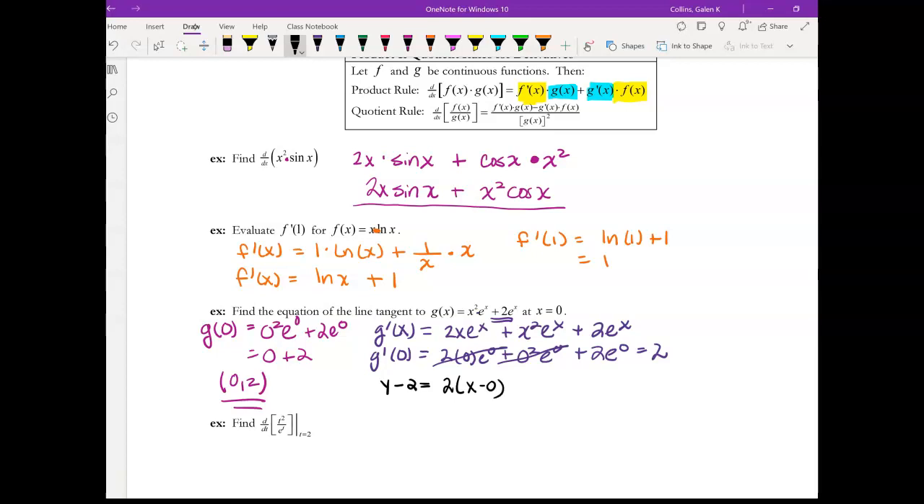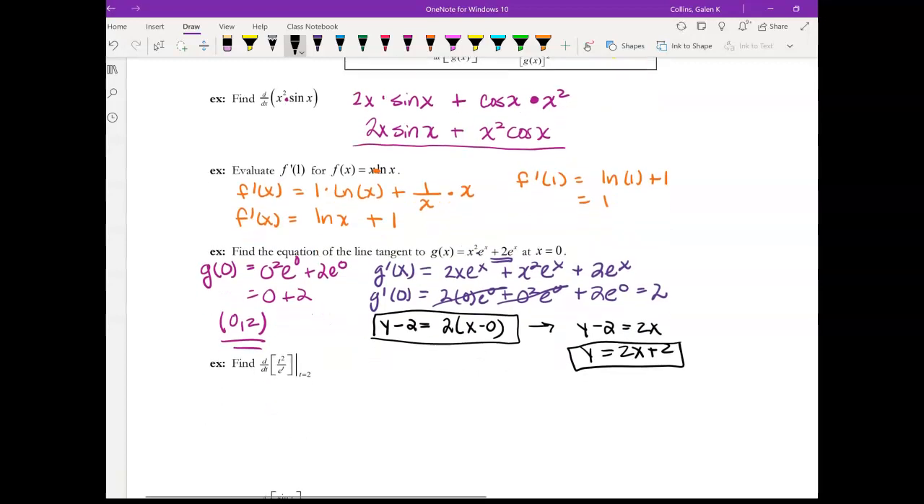If we wanted to write that in slope-intercept form, we would distribute the 2, although we're distributing that to a 0, so it's not so bad. And we would have y minus 2 equals 2x, which becomes y equals 2x plus 2. Either of those in point-slope form or slope-intercept form are acceptable answers.